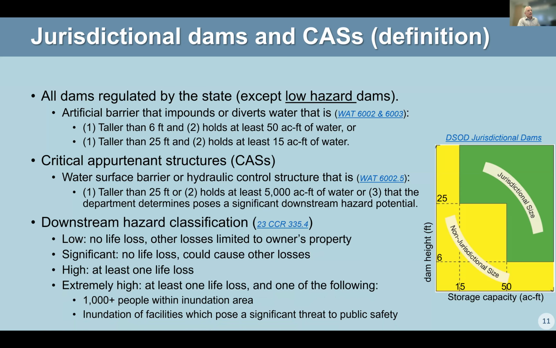And then there's this idea of the downstream hazard classification. If DSOD deems that your dam is a low-level hazard, well, you don't have to go through this process. Basically, it can't have a life loss associated with the failure, and the damages have to be restricted to your property. Then it's a low hazard dam.